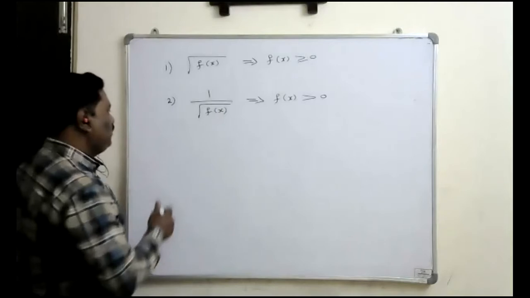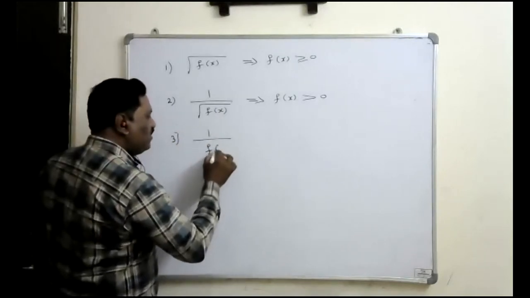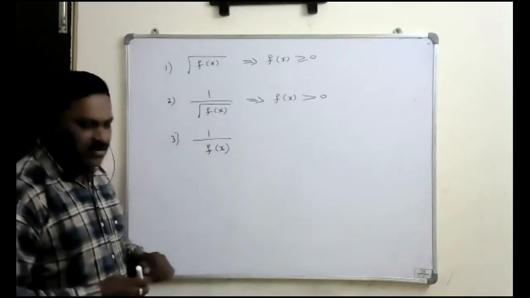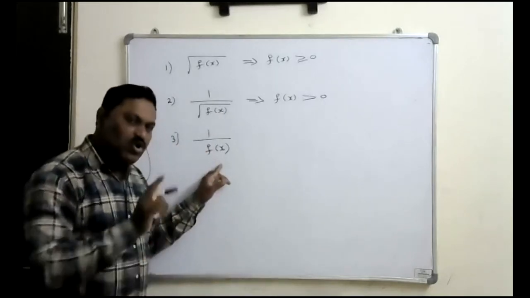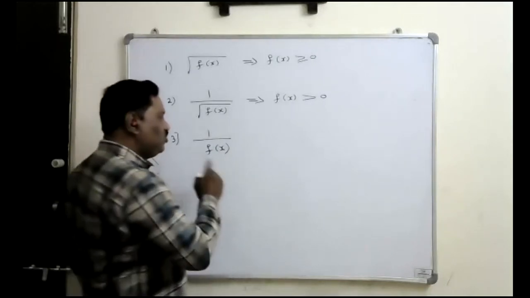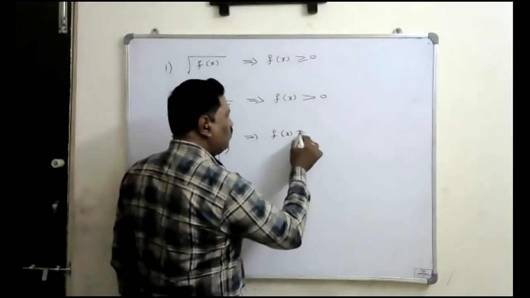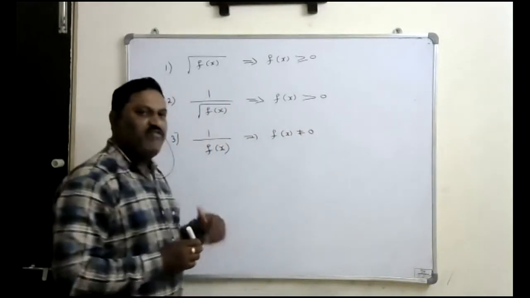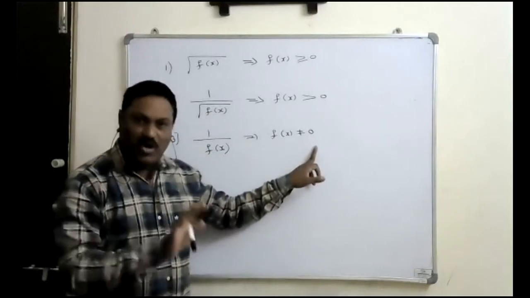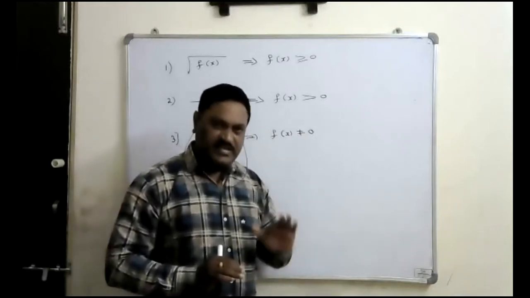Thirdly, suppose only f of x is in the denominator, without the square root. Then in the denominator we should not take 0, but we can take any other value. So this is defined only when f of x is not equal to 0. We find the values of x for which this function is 0, and we should not take those values. Other than those values, we can consider all the remaining values.